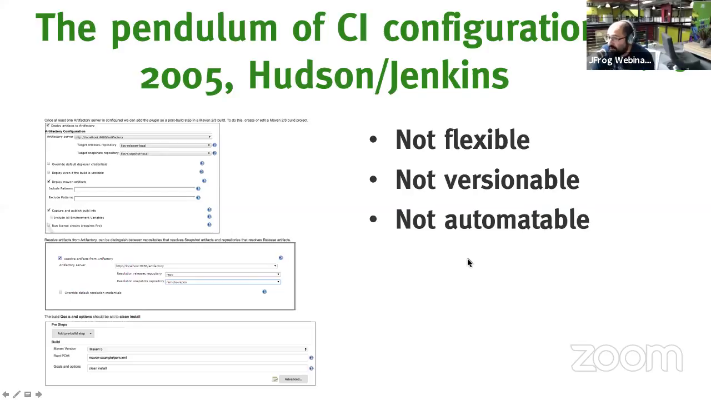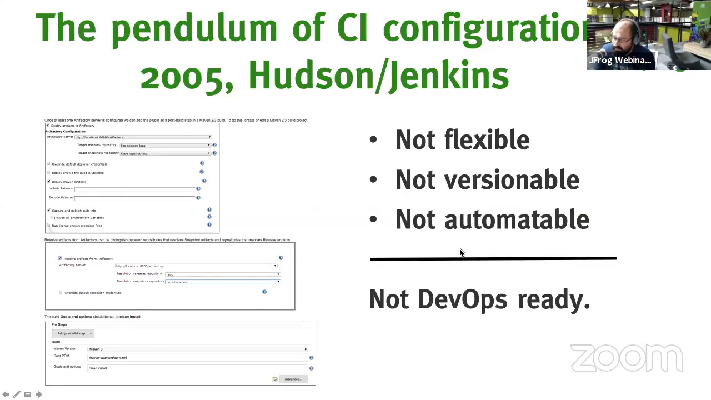Another problem is, of course, automation. If you cannot generate this code, you cannot provision it, you cannot push it. Of course, it limits a lot what you can do with your CI. Again, there are ways around it. You can hack with those XML files, but it's really ugly and not intended for that. So those three bring us to the conclusion that Jenkins 1, Hudson and then Jenkins 1, as they existed, weren't actually DevOps ready. And this is where the change came.